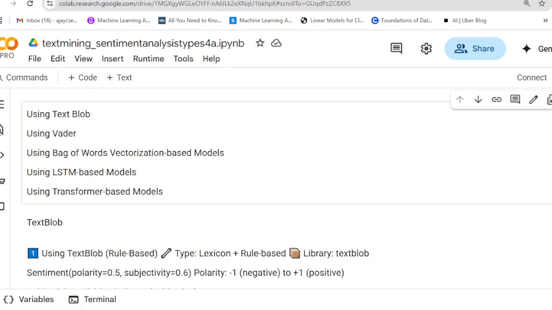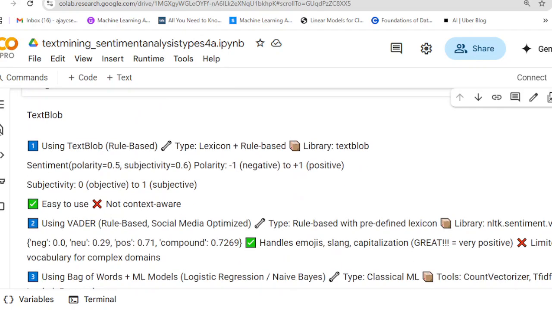There are various ways to perform sentiment analysis: TextBlob, VADER, bag of words, LSTM based models, transformer based models. So these are the various ways in which we can do it. So TextBlob, the first technique.